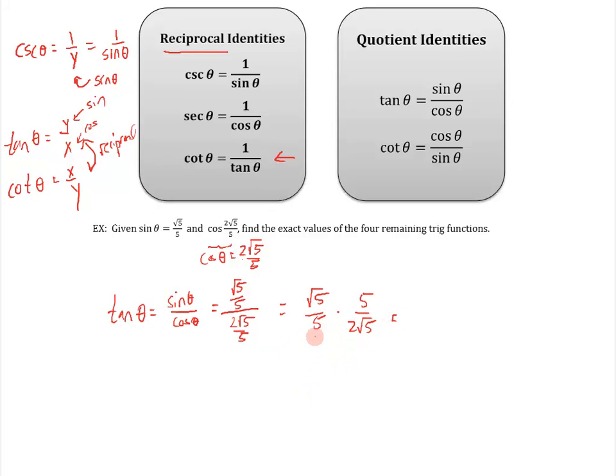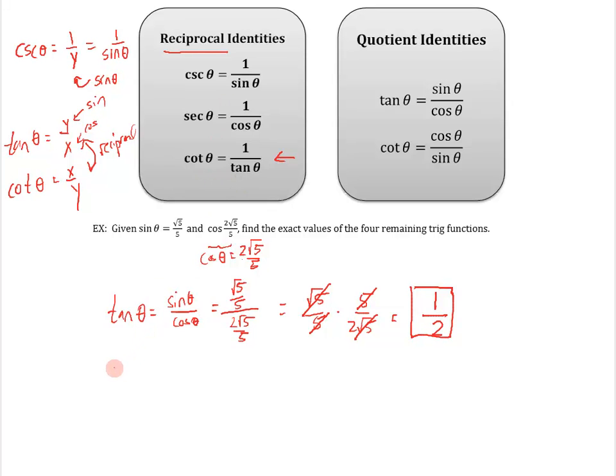If we cancel out some common factors here, 5 divides out with 5, square root of 5 divides out with square root of 5. If all the factors on top cancel out, you're left with a 1. On bottom we have just 2. So tangent of theta, whatever angle it is that gives me square root of 5 over 5 when I take its sine, and 2 square roots of 5 over 5 when I take its cosine, the tangent of that angle is 1/2. And we can also use reciprocals to figure out the rest.